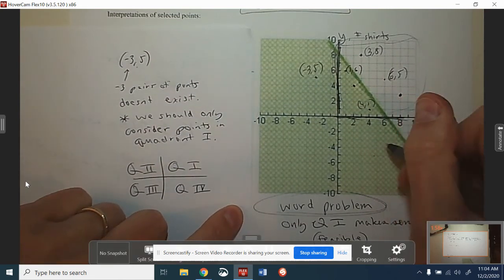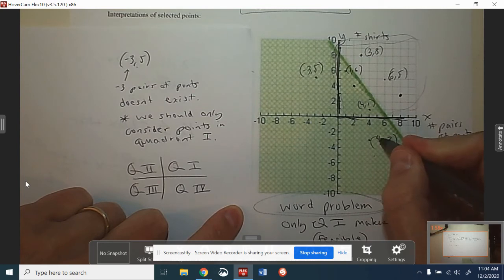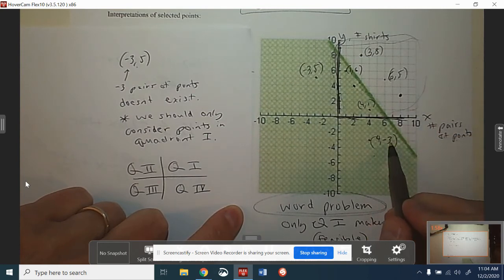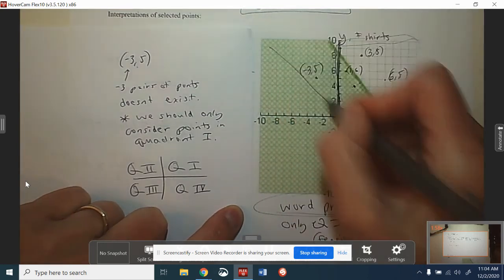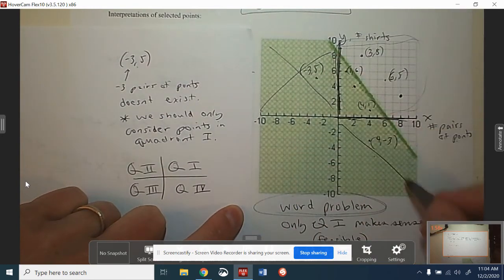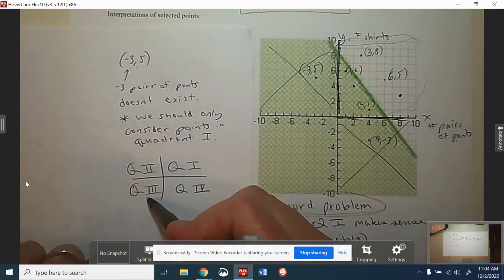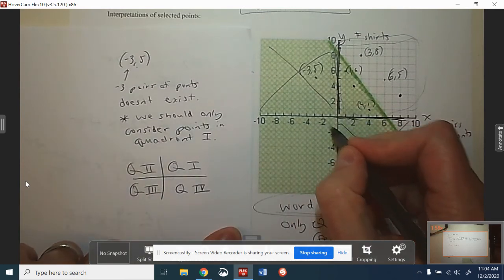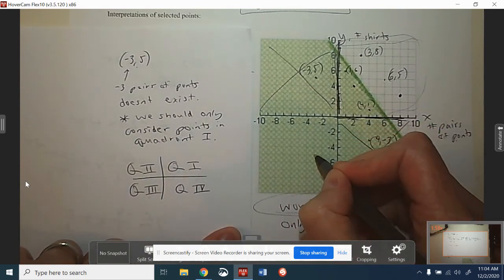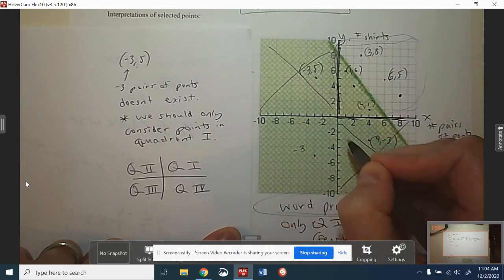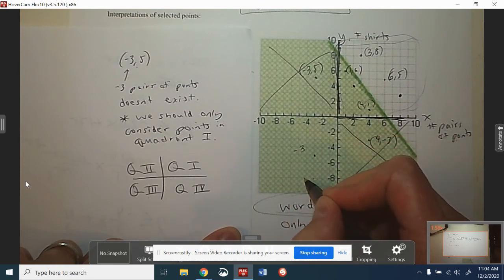So for example, if we consider another point here, let's look at (4, -3). This would represent 4 pairs of pants and -3 shirts. That makes no sense at all. We shouldn't think about any points in quadrant 2. We shouldn't think about any points over here in quadrant 4. And we definitely shouldn't think of any points in quadrant 3. Because, for example, check this one out. Let's pick something a little different here.